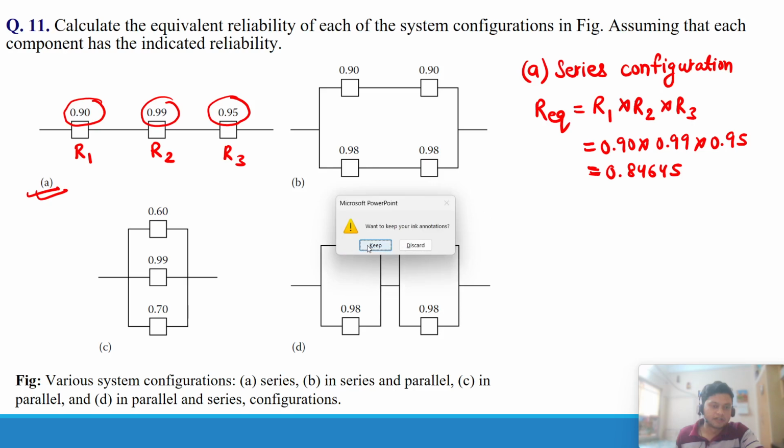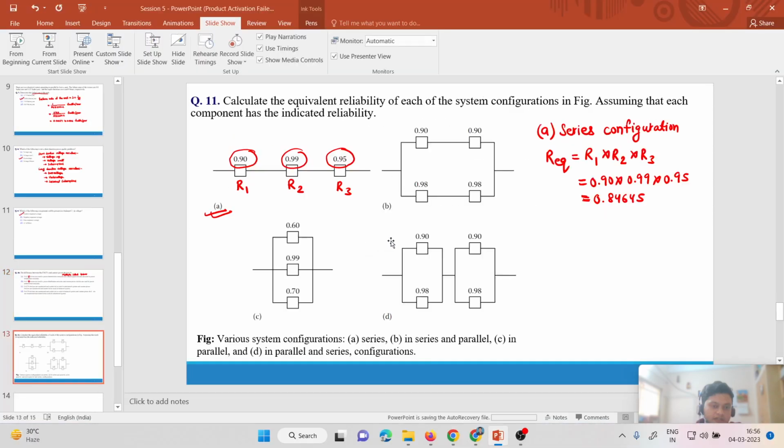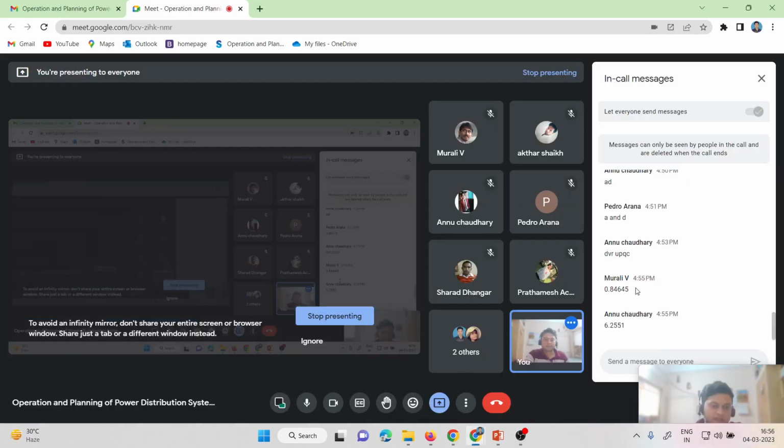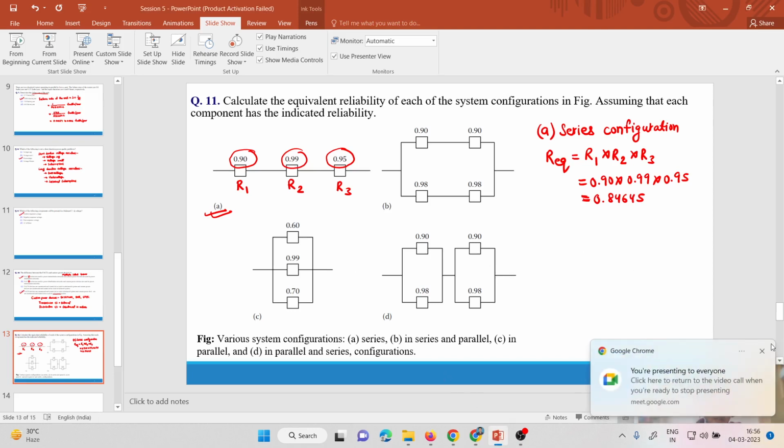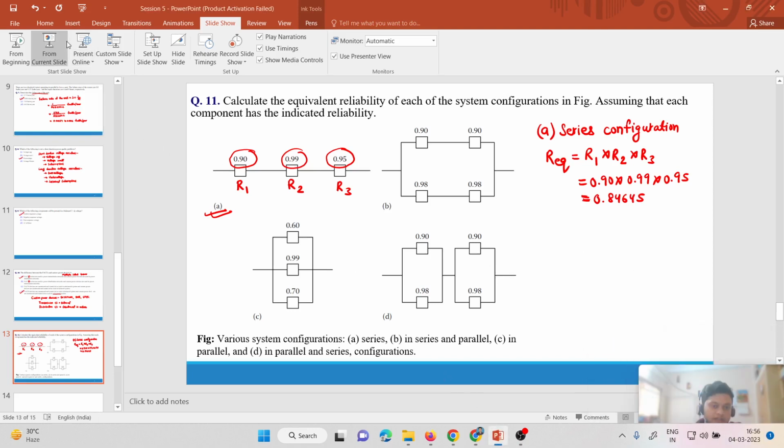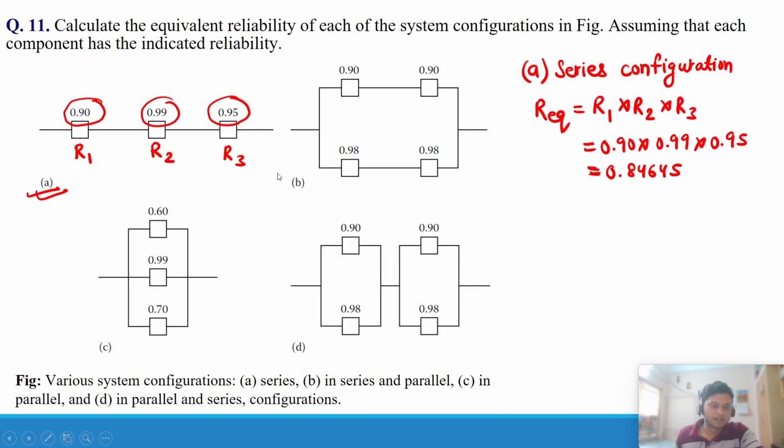Whoever is able to solve it correctly, solve the second problem, 11B. Yes, Murli has given the correct answer. Anu, your answer is not correct. Reliability is always less than 1, so it will never be greater than 1. Now solve it for the series parallel combination, the B problem.